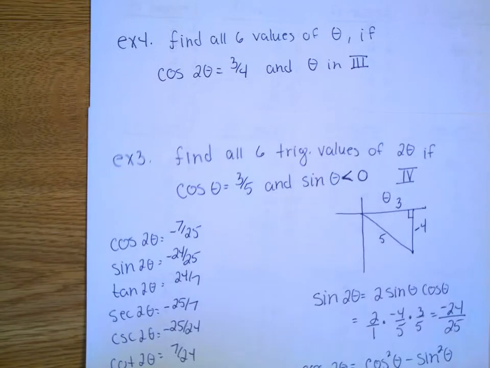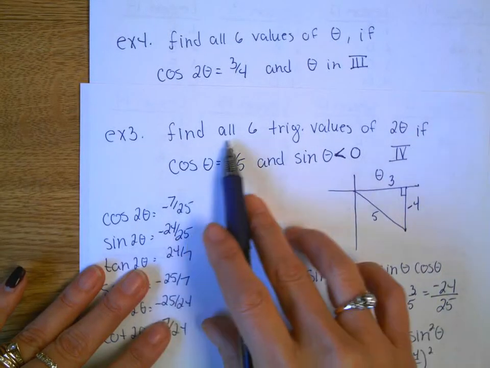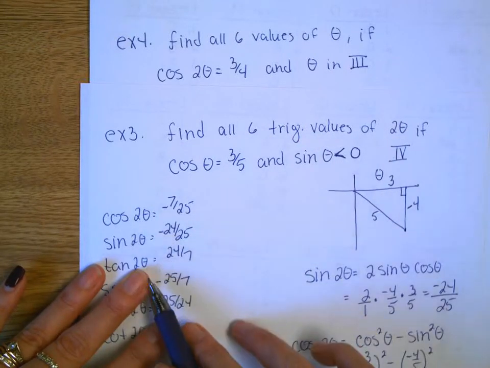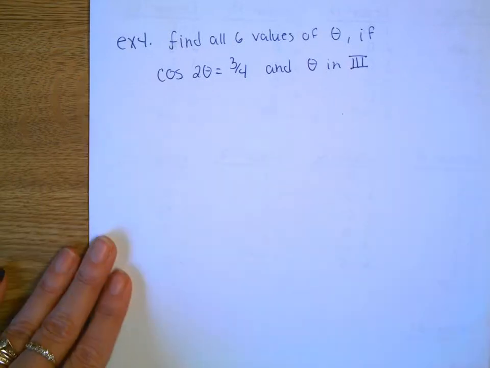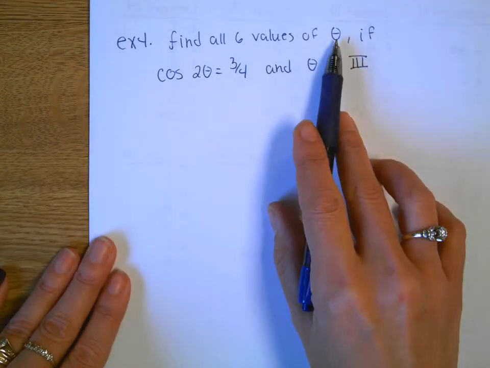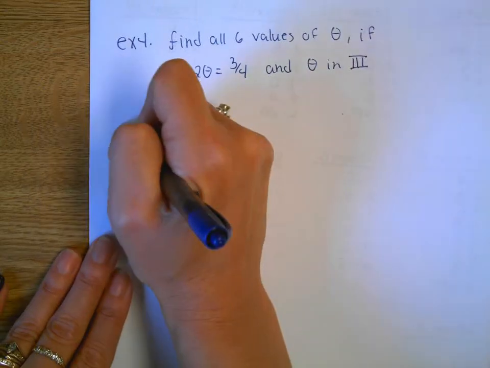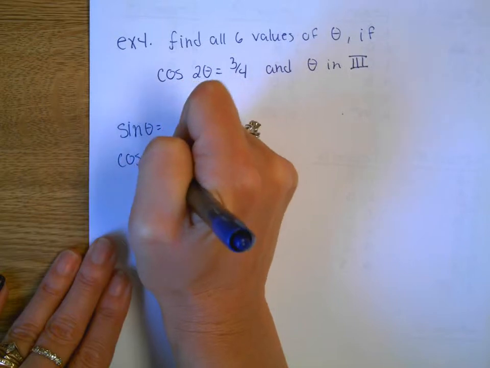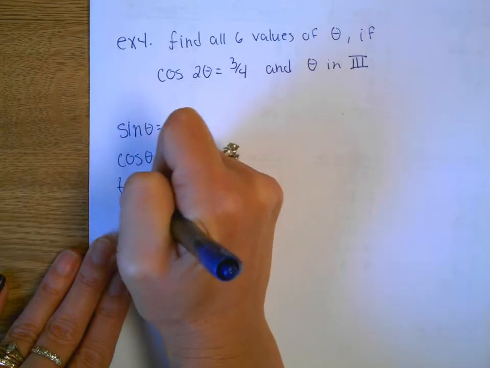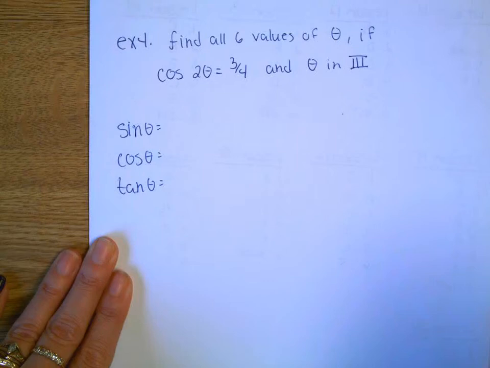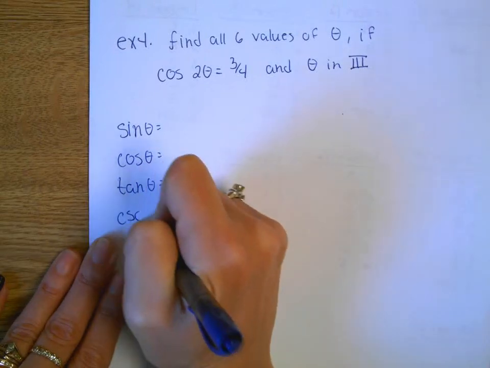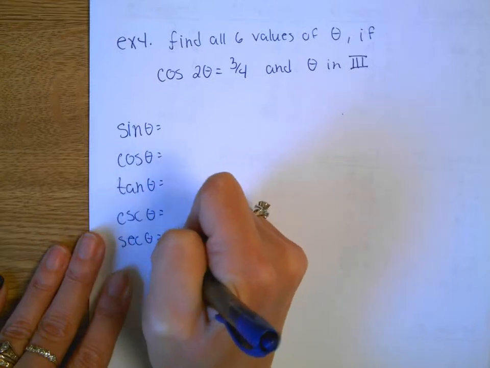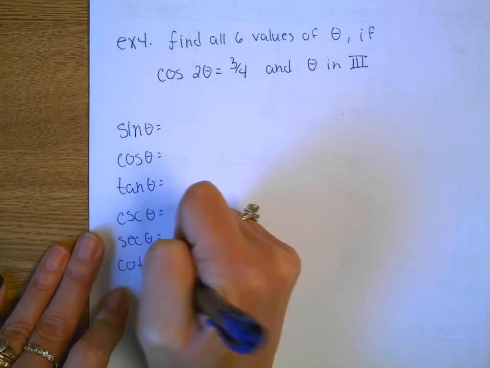Okay. When we just got done doing, I wanted all 6 trig values for 2 theta, so I wrote them all down off to the side. This one, I want all 6 values of theta. So that means I want sine of theta, cosine of theta, tangent of theta, and then all the reciprocals: cosecant of theta, secant of theta, and cotangent of theta.